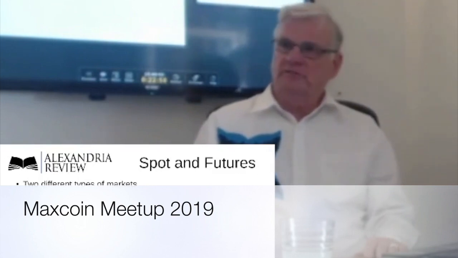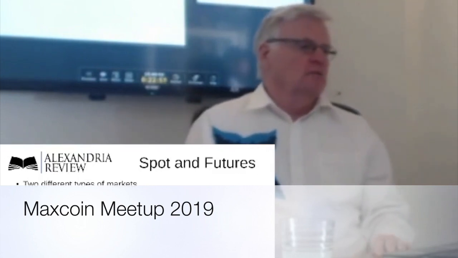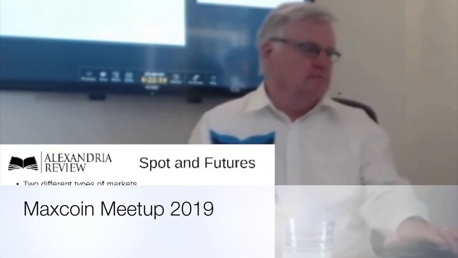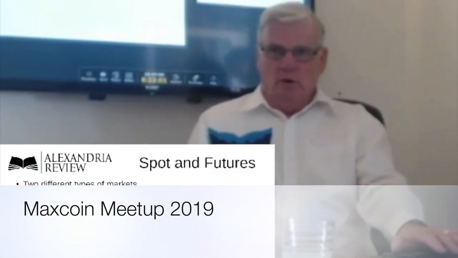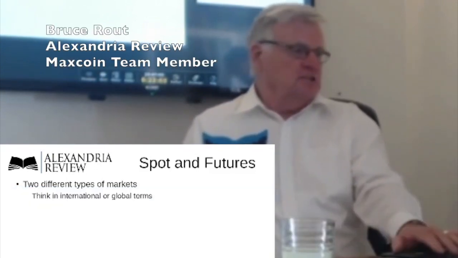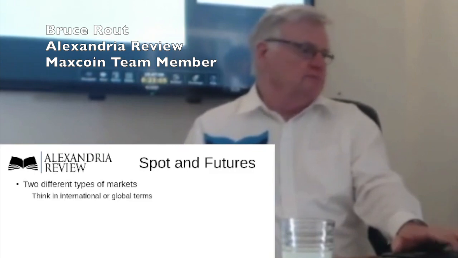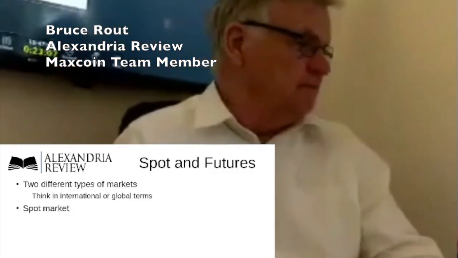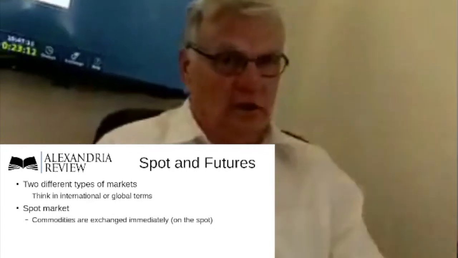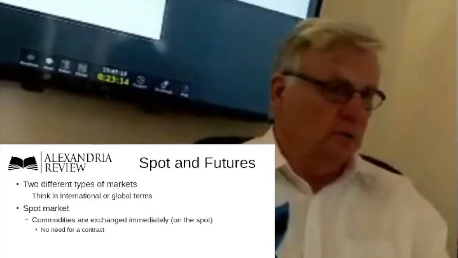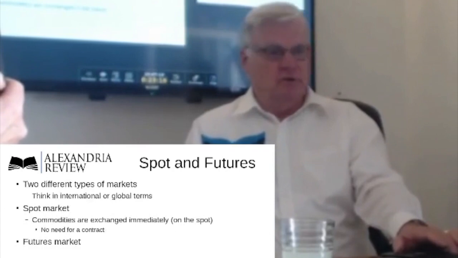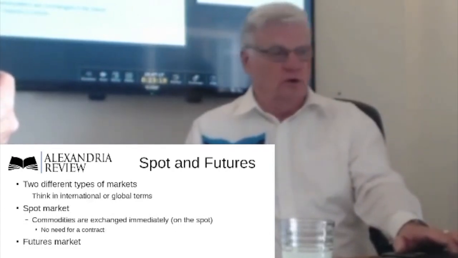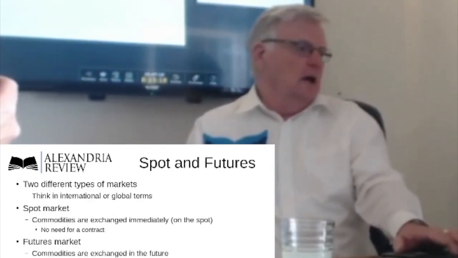Hi. This is now the second talk in this Alexandria Review presentation, and this one is spot and futures, two different types of markets. So we're going to think in this presentation in international or global terms. In a spot market, the commodities are exchanged immediately, or on the spot, and there's no need for a contract. In a futures market, commodities are exchanged in the future at a set price, and this would require a contract.